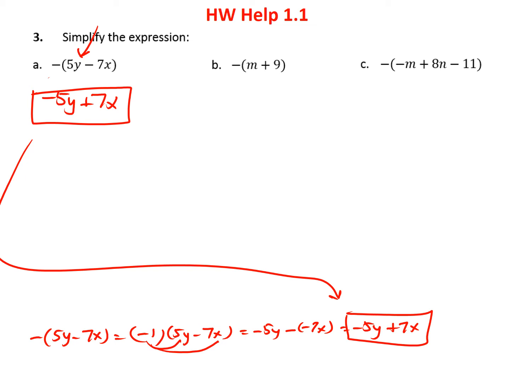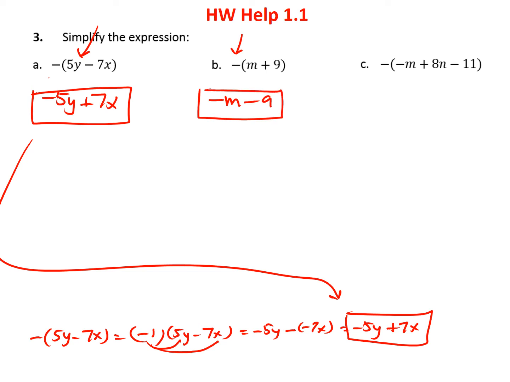And so that's a helpful way to do this with the opposite. Think of this negative sign here as being the opposite of everything inside the parentheses. What's the opposite of m? Well, the opposite of m is negative m. What's the opposite of 9? Negative 9. And there's our answer.